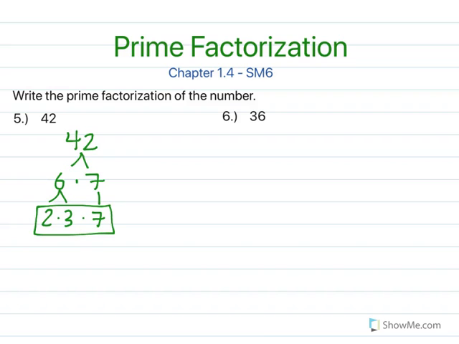3 times 7. Now for 36, another way you could do this is I could take the 36, and I can, I'll do it this way.